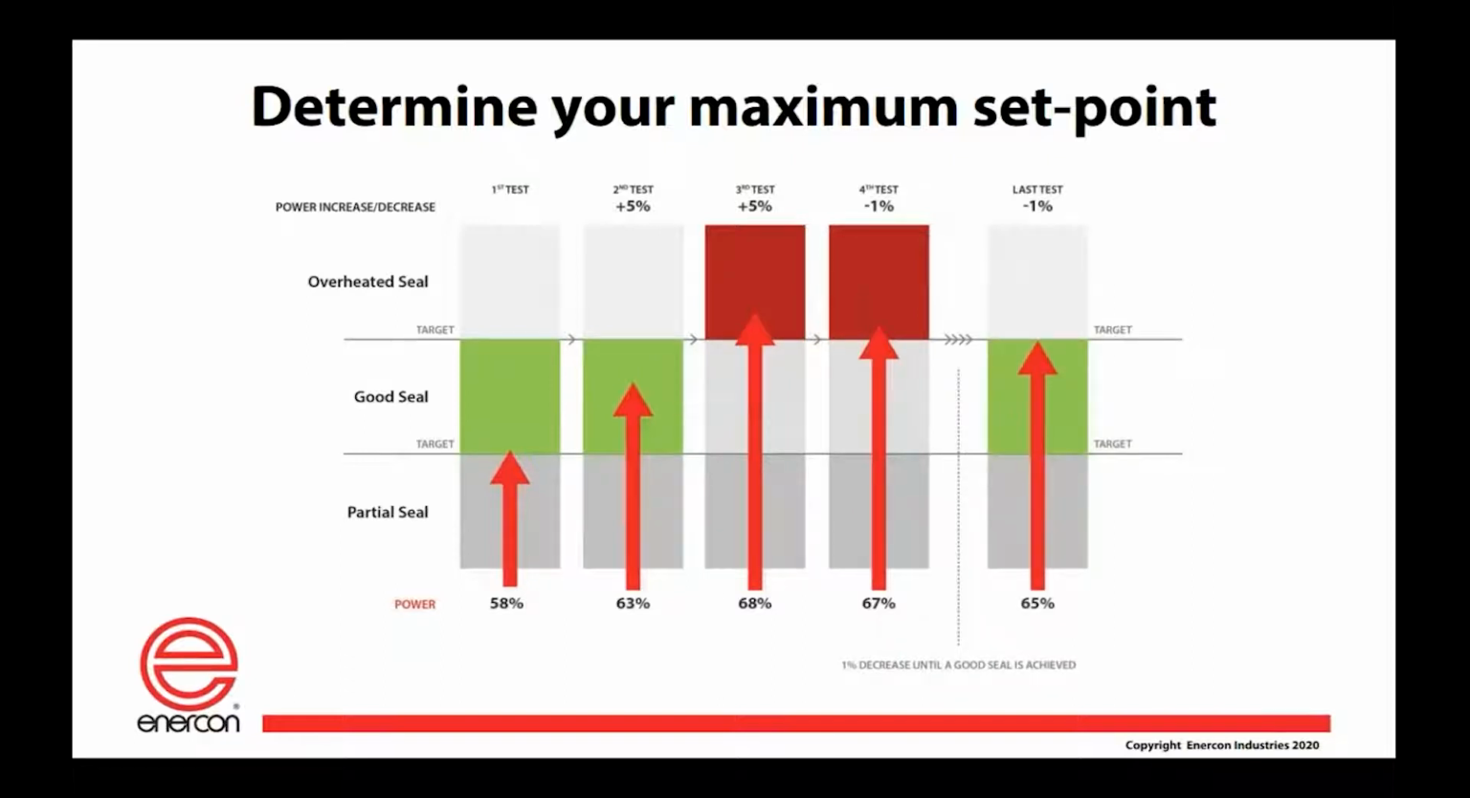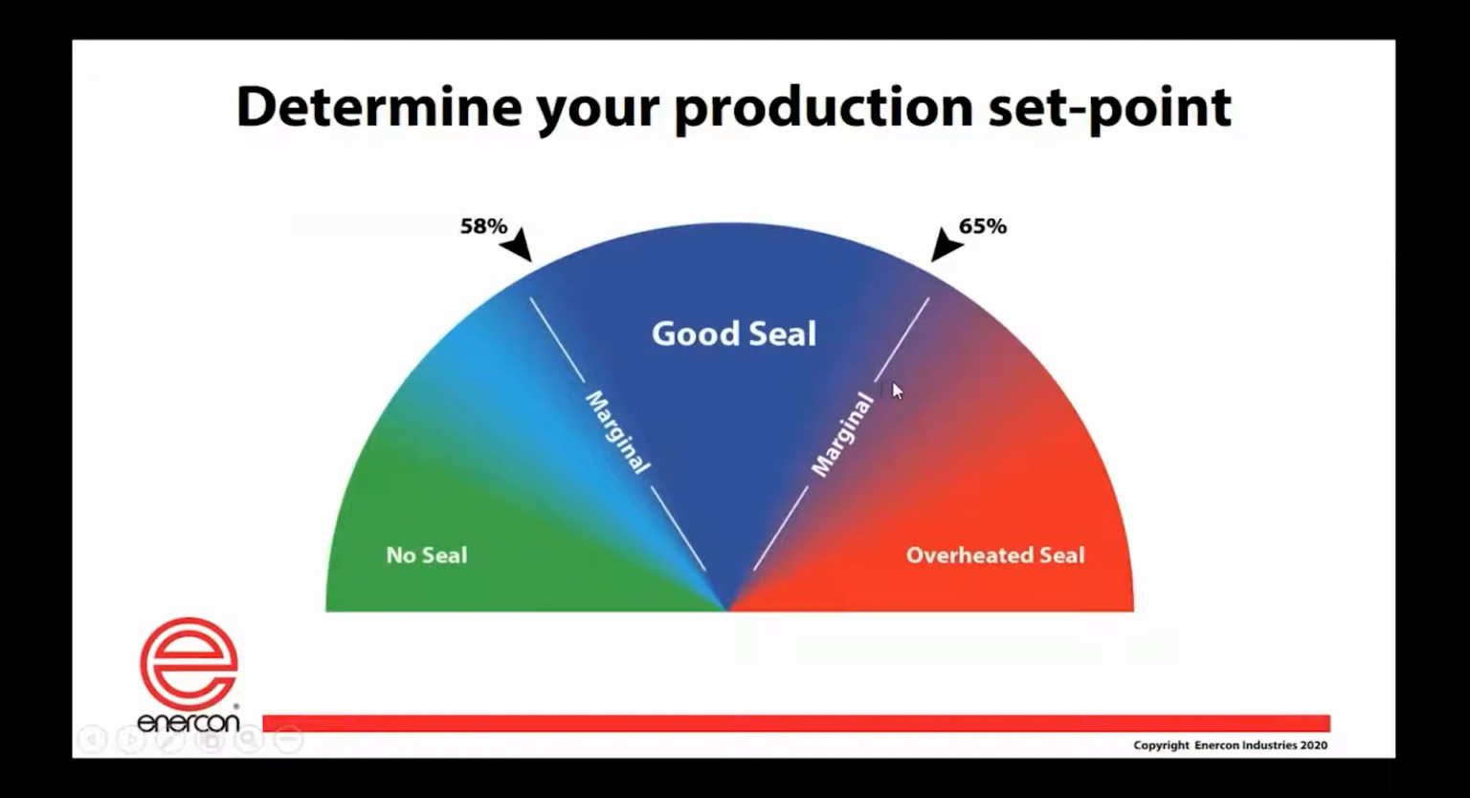We say, okay, that's still a good seal. It's not burning. This is our maximum. So now we've established that the minimum is 58% and the maximum is 65%. So that is our window. In this graphic, you can see 58, 65. If we wanted to go in the middle somewhere, we would be about 61, 62%. That gives us a little bit of cushion as our variables inevitably change, and we would still stay within our good seal window.